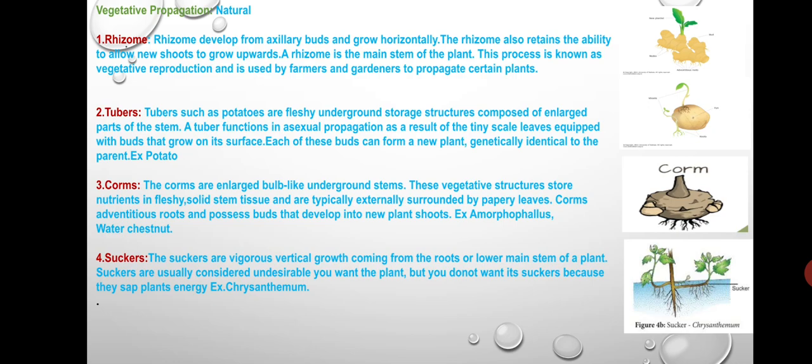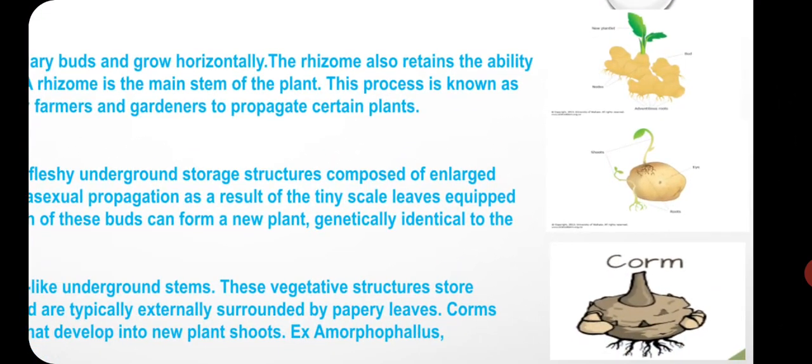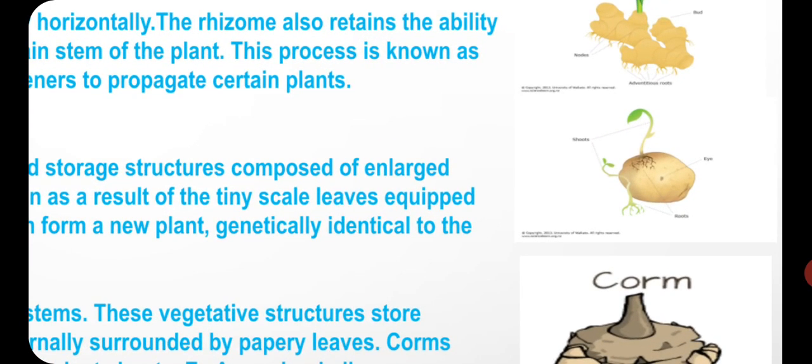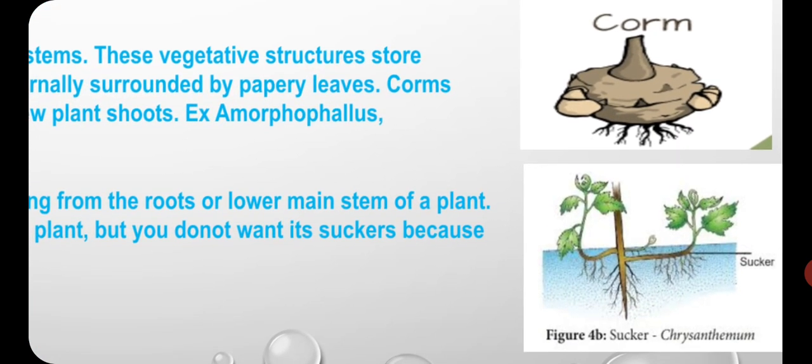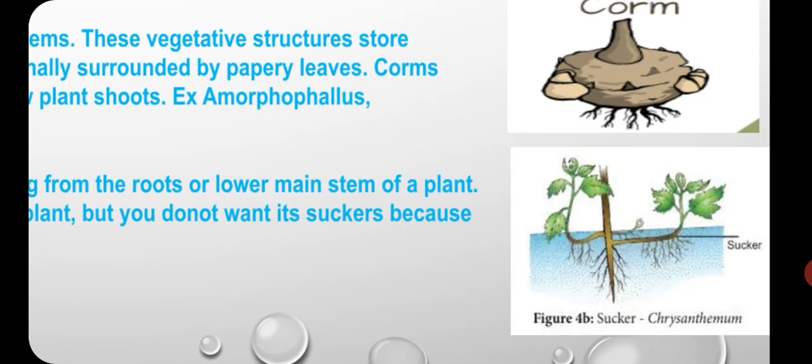Lastly, we discuss the suckers. The suckers are vigorous vertical growth coming from the roots or lower main stem of a plant. Suckers are usually considered undesirable. You want the plant, but you do not want its suckers because they sap the plant's energy. The best example is chrysanthemum. See friends, the first one is the rhizome, the example is ginger, and another one is tuber, example potato, corm, example Amorphophallus, and suckers, the example chrysanthemum.